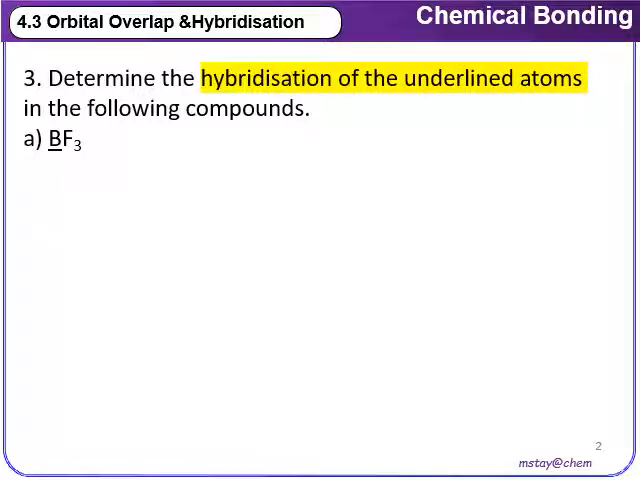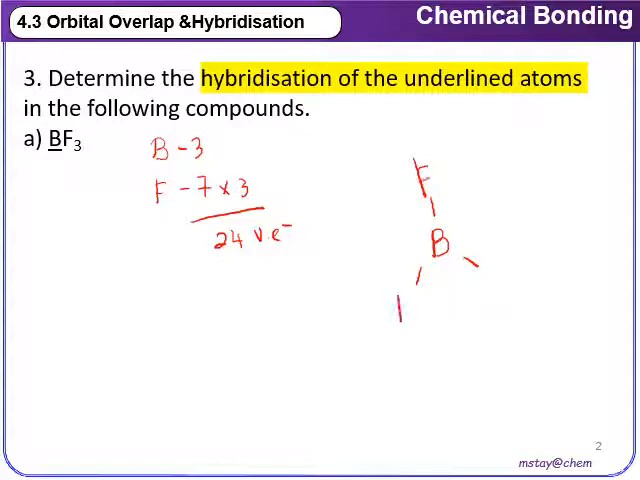Okay, so now let's start drawing the Lewis structure for BF3. Boron has 3 valence electrons, fluorine has 7, so altogether there are 24 valence electrons. Boron is the central atom, so basically I already have the idea. There are 3 fluorines, and each fluorine is going to achieve an octet. So 8 times 3 equals 24, so there is no extra electron. So this is the Lewis structure for BF3.